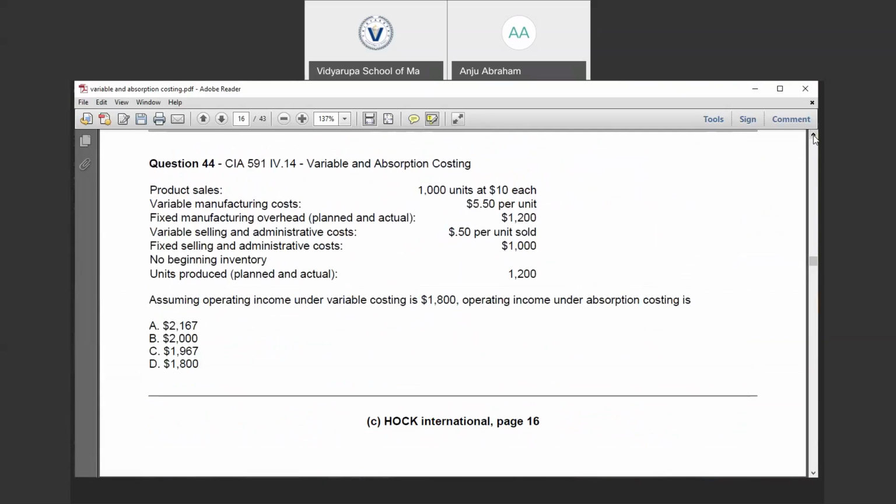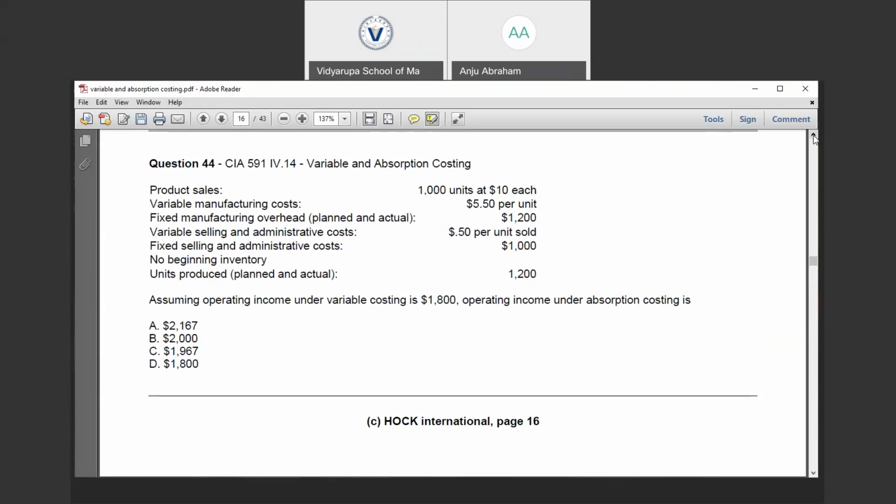Let's read the final question. Assuming operating income under variable costing is 1,800, operating income under absorption costing is. Product sales is 1,000 units at $10 each. Variable manufacturing cost 5.5. Fixed manufacturing overhead 1,200. Variable selling and administrative cost. Fixed selling and administrative cost. No beginning inventory, units produced, planned and actual, is 1,200.